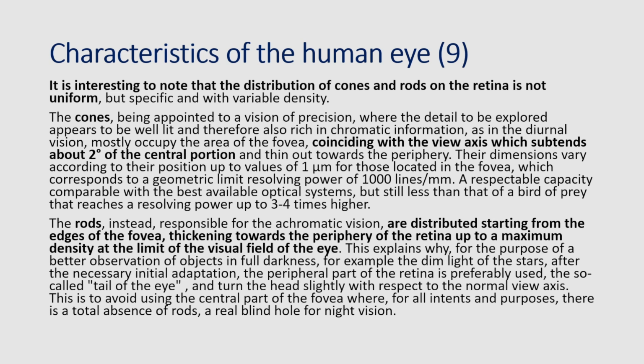The rods, instead, responsible for the achromatic vision, are distributed starting from the edges of the fovea, thickening towards the periphery of the retina up to a maximum density at the limit of the visual field of the eye. This explains why, for the purpose of a better observation of objects in full darkness, for example the dim light of the stars, after the necessary initial adaptation, the peripheral part of the retina is preferably used, the so-called tail of the eye, and turn the head slightly with respect to the normal view axis. This is to avoid using the central part of the fovea where, for all intents and purposes, there is a total absence of rods, a real blind hole for night vision.